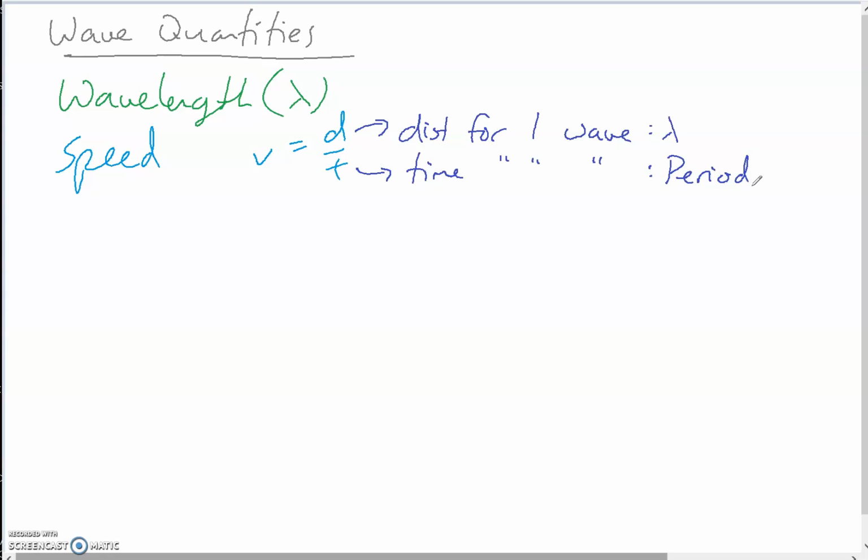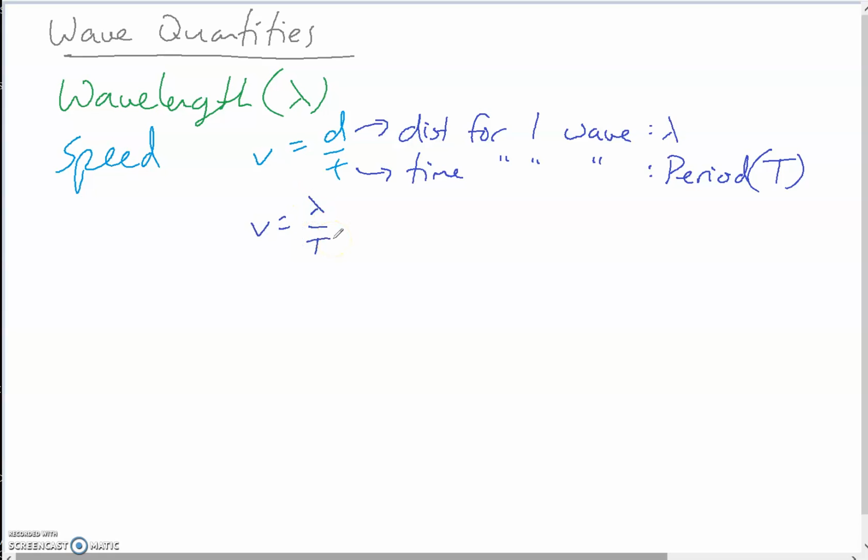And the symbol for period, the time for one thing to occur, is a capital T. This is why, when you're doing basic kinematics and that kind of stuff, when you're writing time, you can't put a capital T, because a capital T is a very specific kind of time. It stands for period. So if we use the distance for one wave, which is the wavelength, we can use the time for one wave, and that's called the period. So we can rewrite this as wavelength divided by the period.